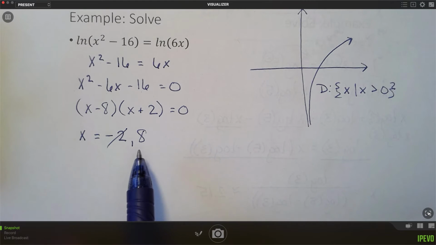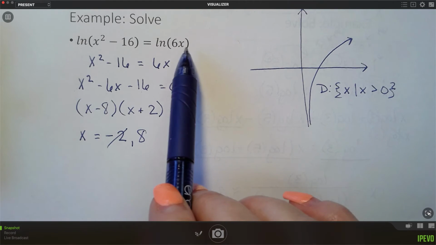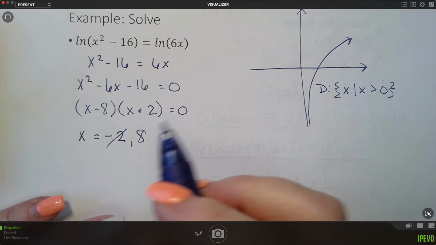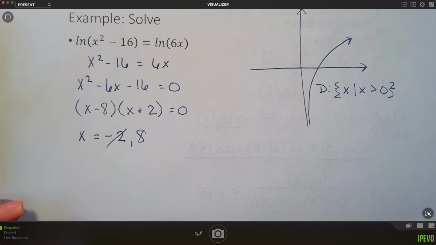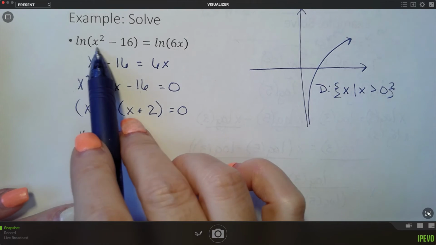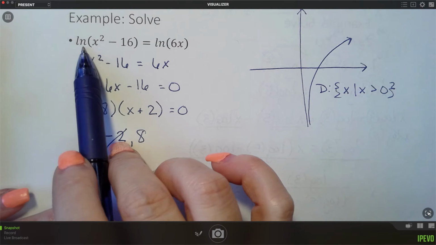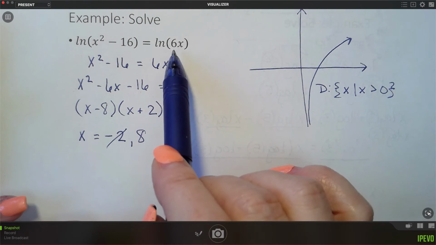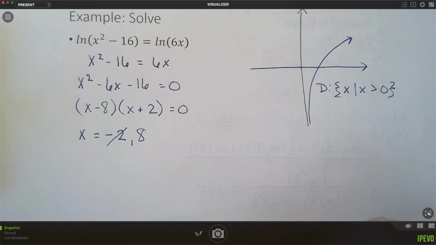So does 8 work? 64, that's going to be positive, and that's going to be positive, so 8 is good. So x equals 8. They don't have to be matching numbers as long as they're positive. Because you don't know what this is, like you don't know the natural log of 48. You need a calculator for that.